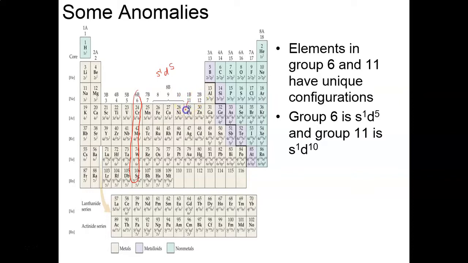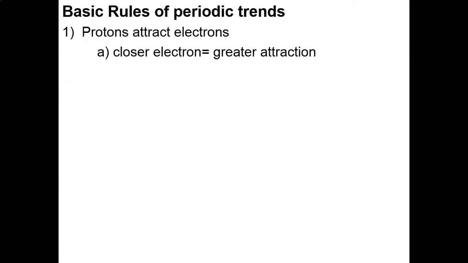And same thing with this group. This thing does this s1, d10 thing. So everything in this group is going to end in s1 and d10. That includes silver and gold. So be aware of that. Those are the only 2 anomalies, and they do come up from time to time in questions. So when you're asked a question about them, make sure you're aware of that.